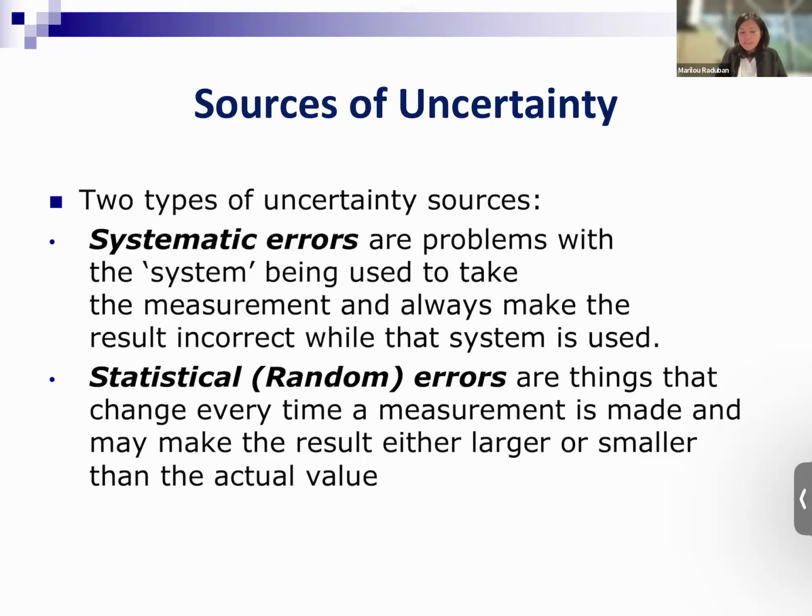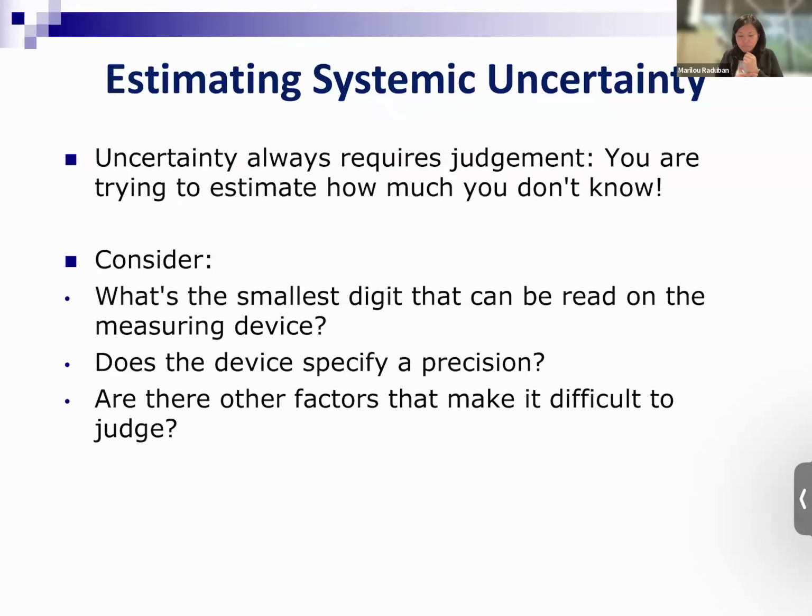Okay, so I'll skip this sources of uncertainty. You can read this slide. It's essentially uncertainty or estimation comes from either the measuring equipment, the system, or statistical errors. When you measure the length multiple times, you're estimating your measurement multiple times, so that gives you random or statistical errors. Okay, right? So because you're estimating, uncertainty always requires judgment.